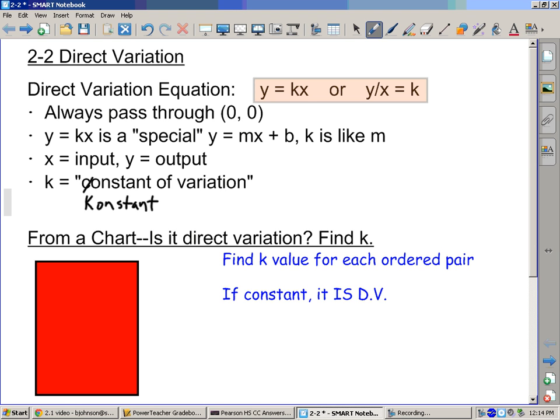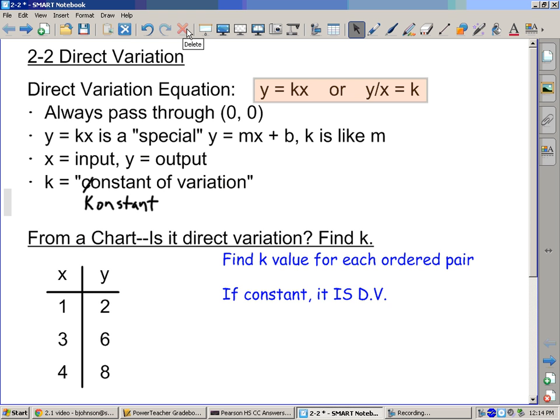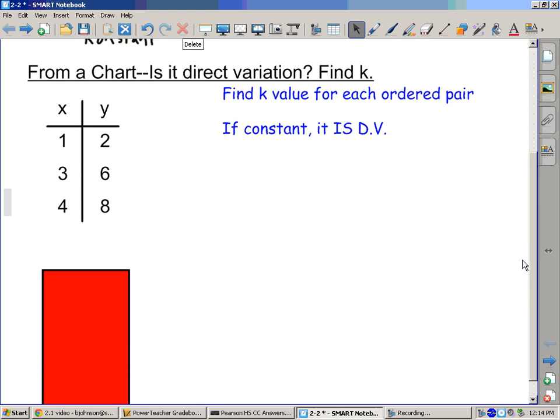All right, this is Miss Johnson. We're going to move on to our next examples here. First type of thing we're going to do is we're going to be given a chart that contains x and y values, and our job is to determine whether or not this is direct variation. If so, we have to find the k value. So remember Mrs. Kendro told us about that special formula to find our k. We're always going to take our y's and divide them by our x's.